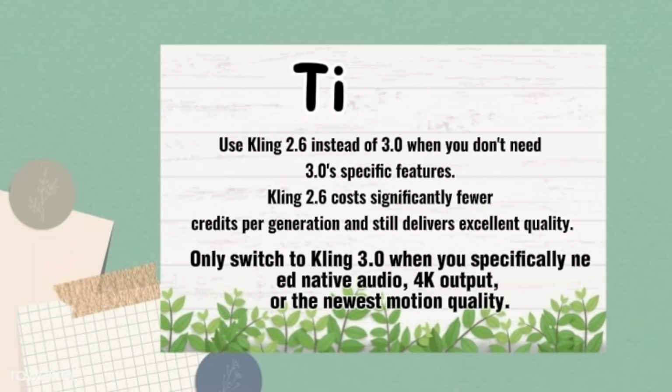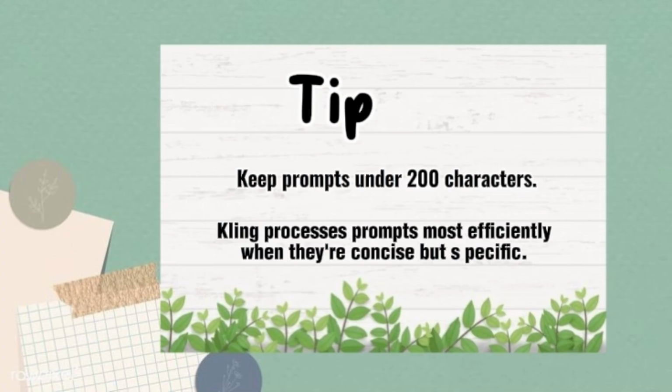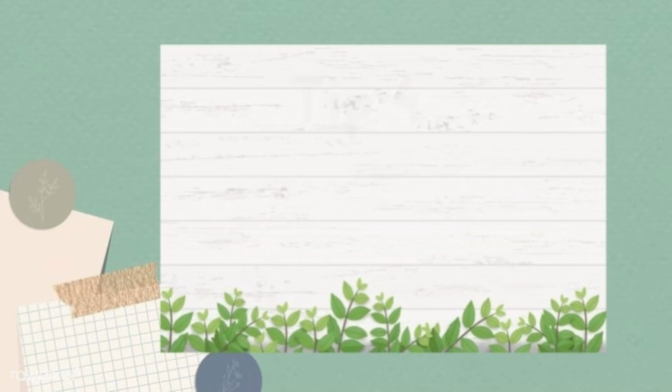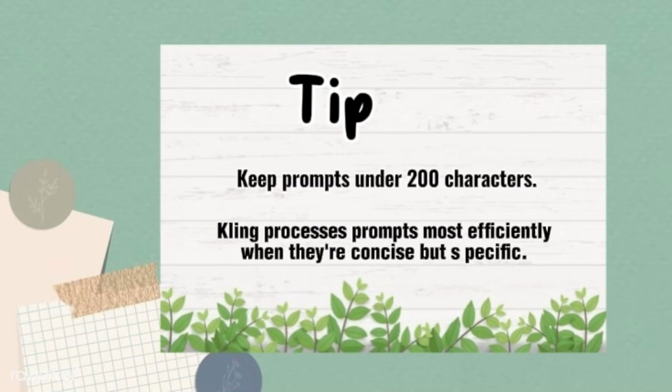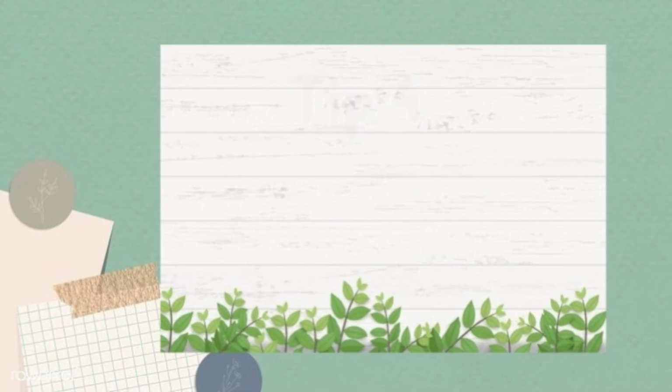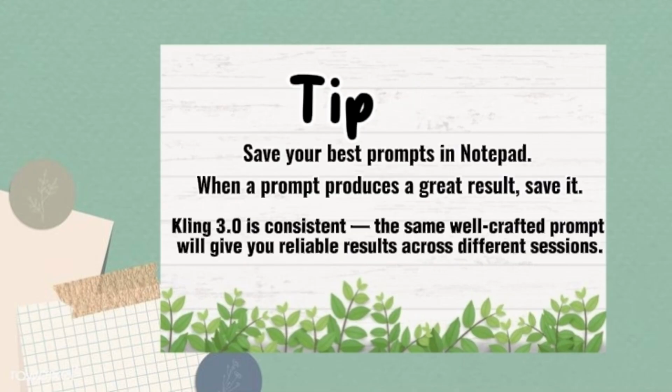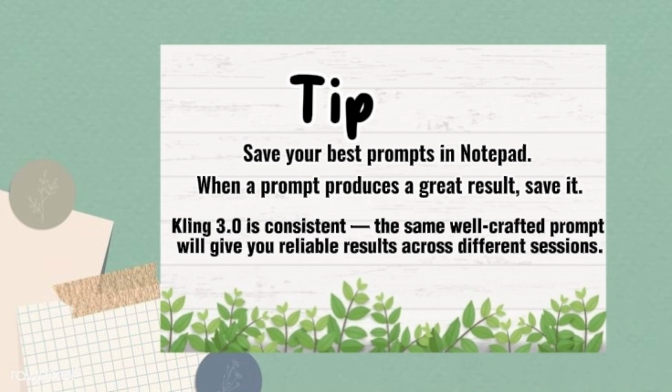Tip 3. Use Kling 2.6 instead of 3.0 when you don't need audio or 4K. Fewer credits, same great quality. Tip 4. Keep prompts under 200 characters. Subject, camera movement, lighting, mood, that's all you need. Tip 5. Save your best prompts in Notepad. A good prompt gives reliable results every time.